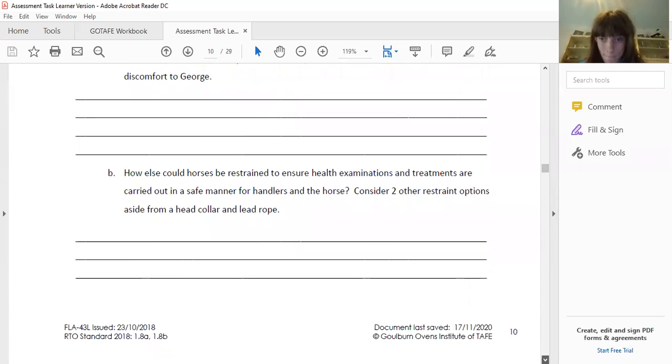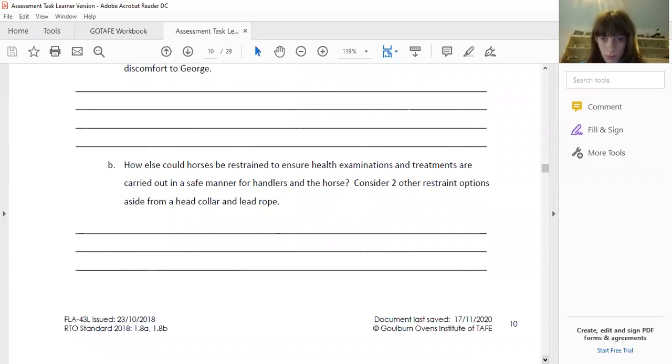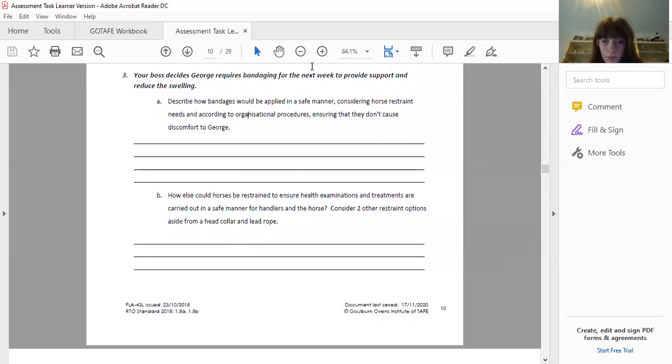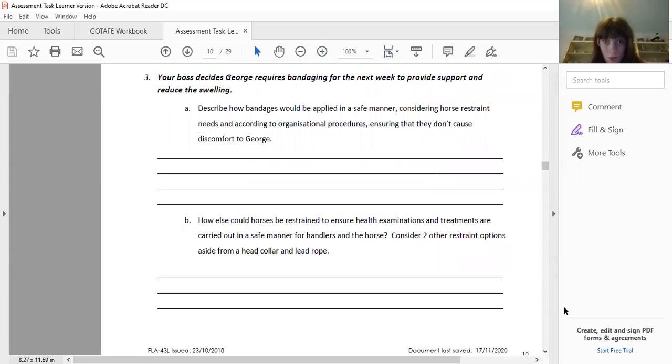processes there. B, how else could horses be restrained to ensure health examinations and treatments are carried out in a safe manner? So if you're, let's say, restraining him with a head collar and a lead rope, and that's working fine because he's a placid old boy and he's happy with that, wonderful. But if you had a young horse or one that was really in pain, what else may you need to do to keep them restrained and contained so that you can safely carry out work with them? So, think about other items that you may use to help restrain them, or whether it's a staff member or something.